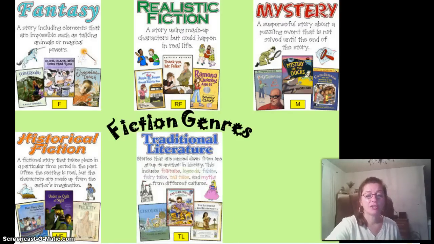Next, we have traditional literature, and traditional literature are stories that are passed down from one group to another in history. This includes folk tales, legends, fables, fairy tales, tall tales, myths from different cultures.